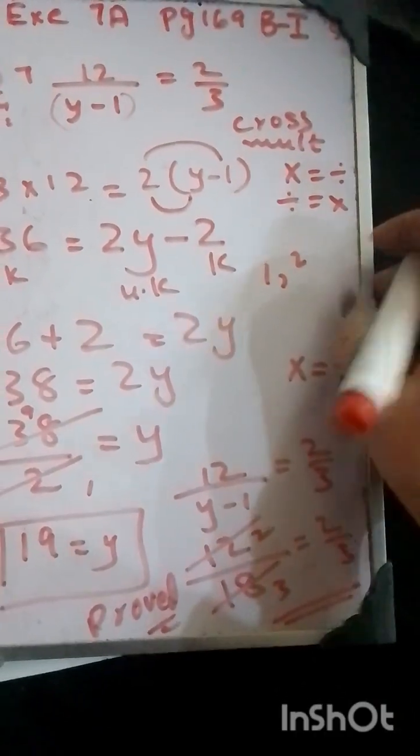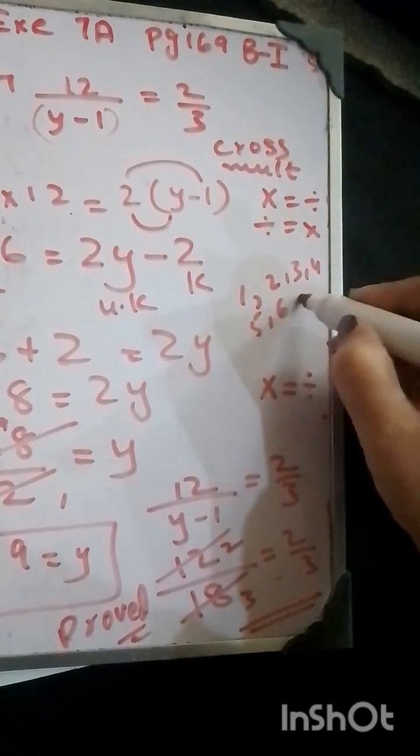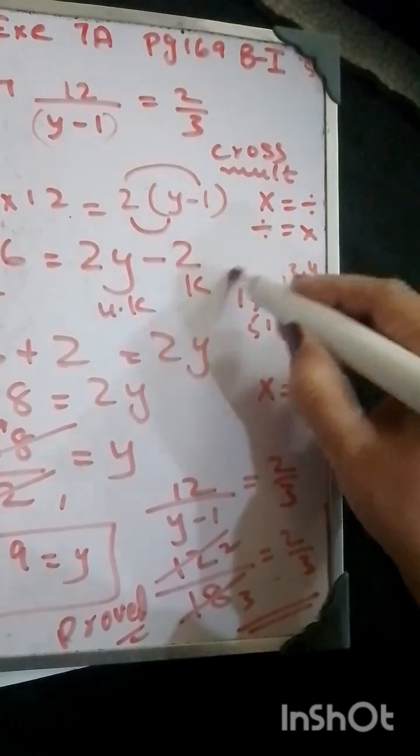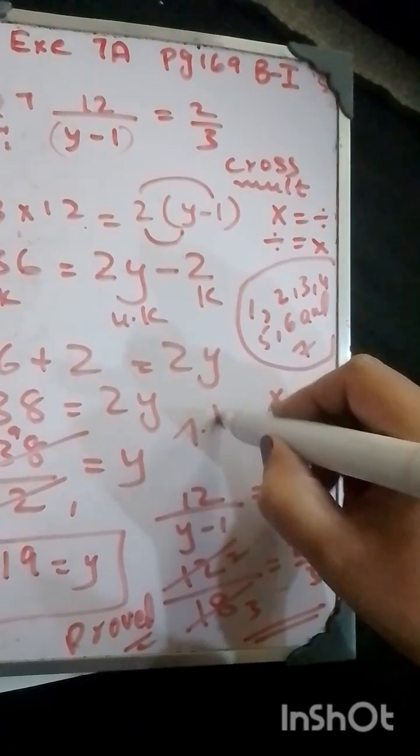Alright, so we have covered 1, 2, 3, 4 till question number 7 completely from exercise 7.1.